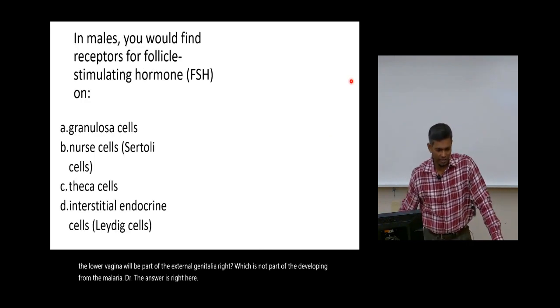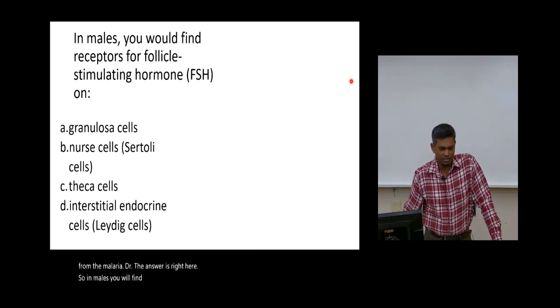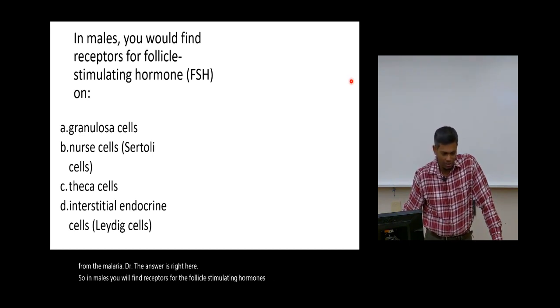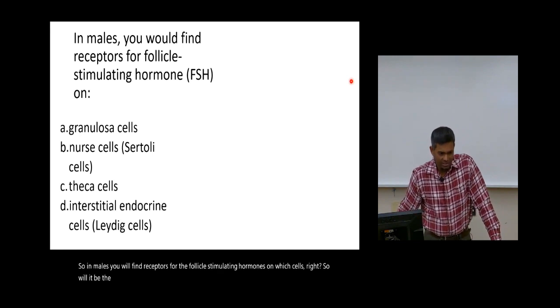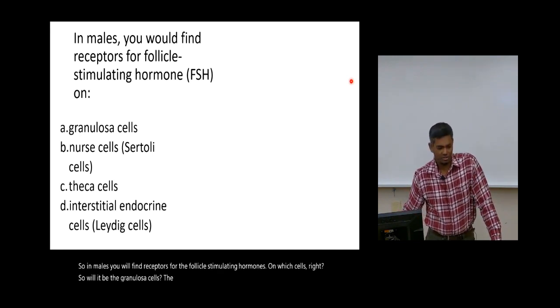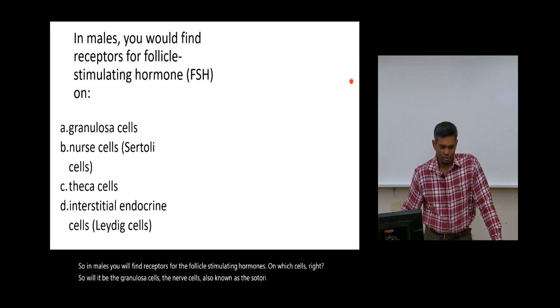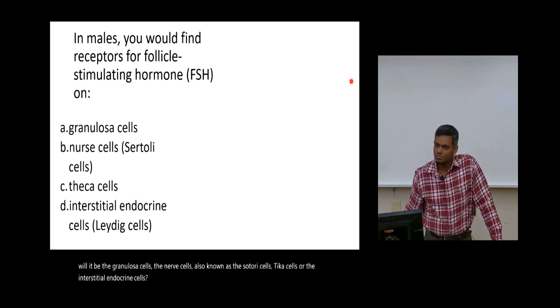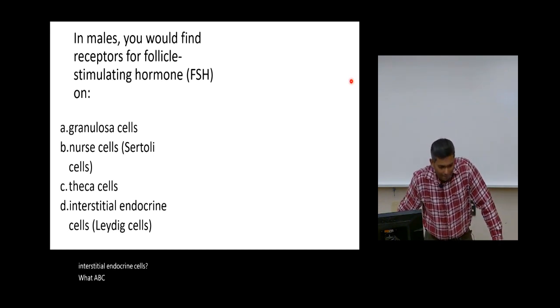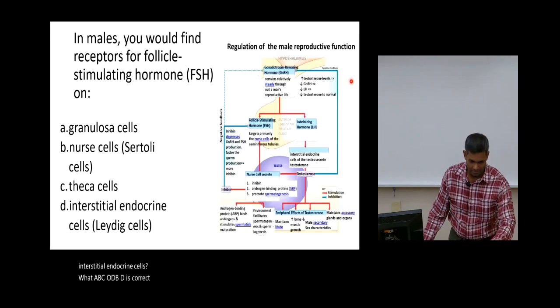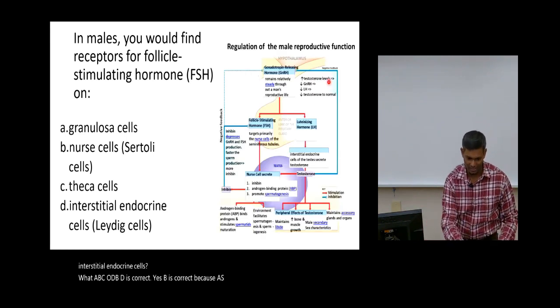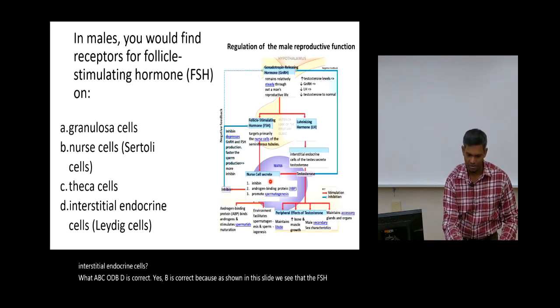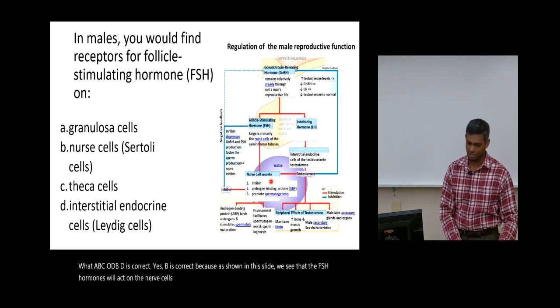So in males, you would find receptors for the follicle stimulating hormones on which cells, right? So would it be the granulosa cells, the Nurse cells, also known as the Sertoli cells, theca cells, or the interstitial endocrine cells? What? A, B, C, or D? B is correct. Yes, B is correct, because as shown in this slide, we see that the FSH hormones will act on the Nurse cells and they will have certain secretions.